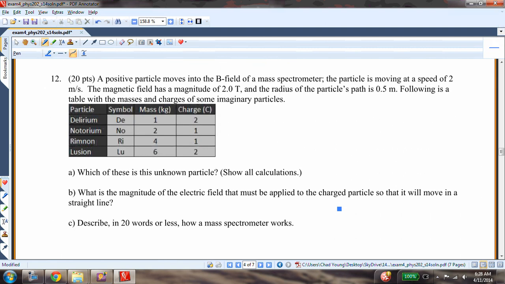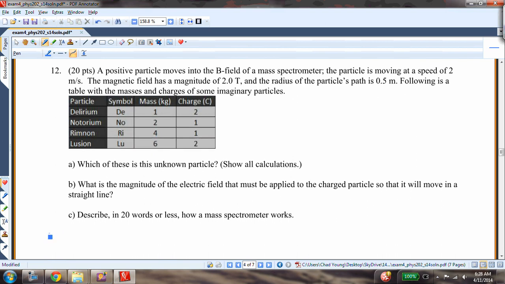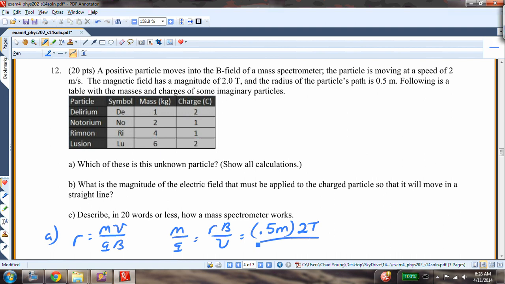Okay, this is a mass spectrometer problem. So first I want to know the unknown particle, R equals mv over qB. That's the cyclotron equation. m over q equals rB over v. Let's see, r is 0.5 meters. B is 2 Tesla. And v was 2 meters per second.